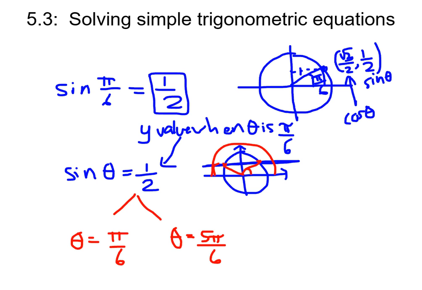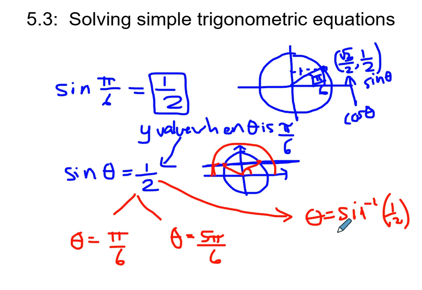If you remember, before, to find theta you would use your calculator and do sine inverse of 1/2. But if you do that, it's going to give you a number that's not as precise as these ones. So that's why you need to use your trigonometric circle to solve the simple equations. So let's practice a little bit.